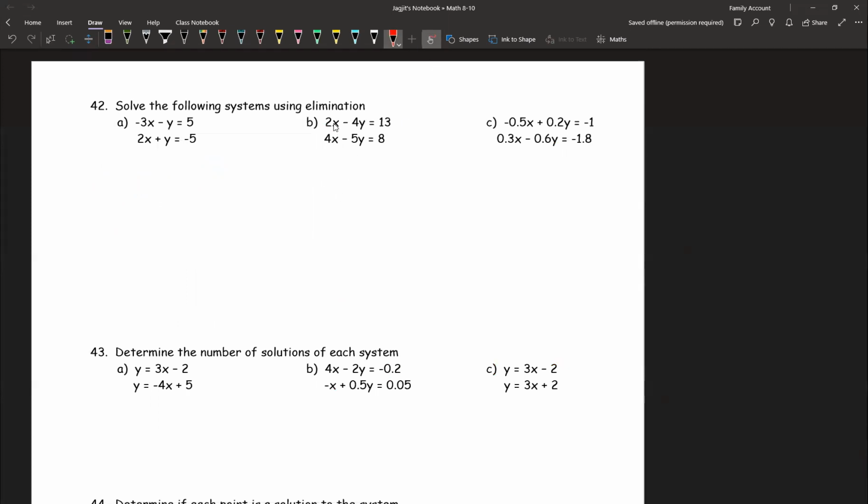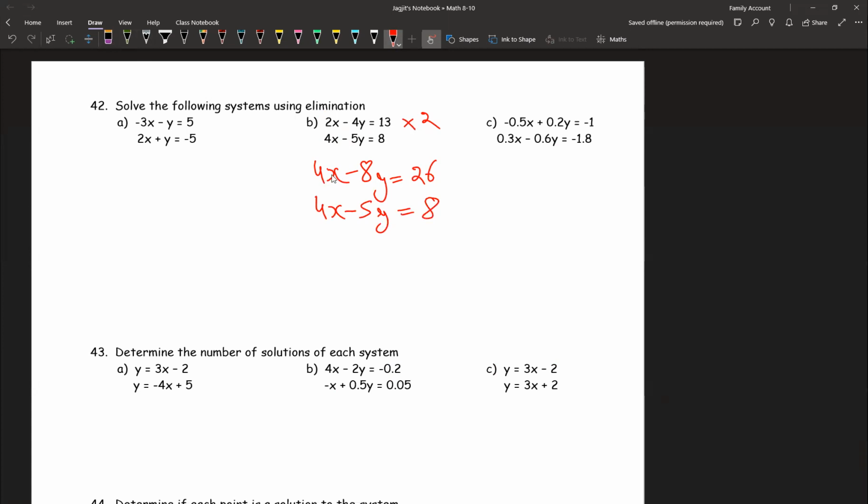On B part, I realize that the number in front of x's are not the same and the number in front of y's are not the same. But I can make this 4 if I multiply the whole equation by 2, right? Then my x's will become the same. So the first equation will become 4x minus 8y is equal to 26. And the second equation will stay the same.